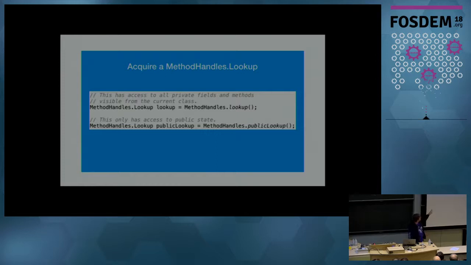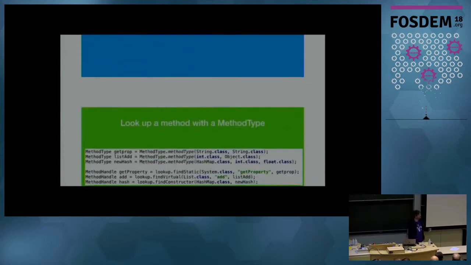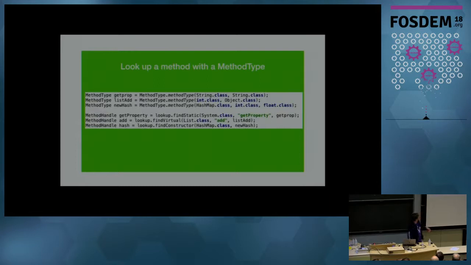More often, though, if you're just using this as sort of a reflective thing to call into Java methods, you'll use a public lookup, which is what you'd expect. It's only what's going to be public to someone that's completely outside of that class and package. So we have our lookup objects. Now we can use our method types to look up methods. We have three different lookups we're doing here. We're going to get the get property off of the system class. That's a find static. And you can see the property is a return string and takes a string argument. We're going for that signature.